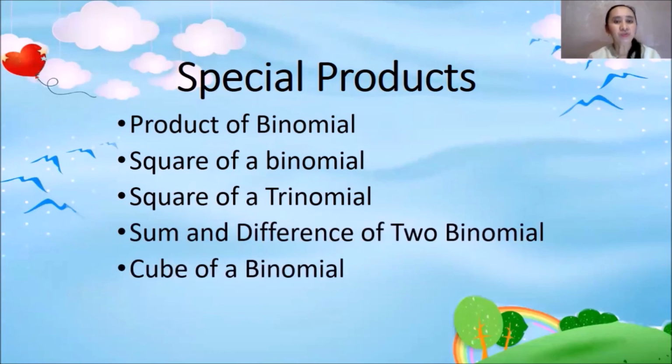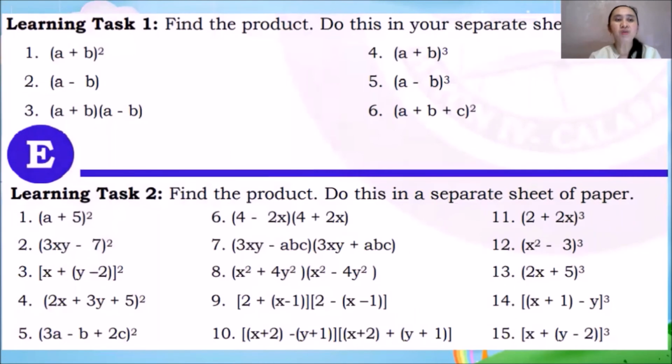So I hope makatulong ang video ito para mas masolve natin ng maayos ang lahat ng learning tasks at mga additional activities na ibibigay at ibinigay ng ating mga guro. So in our learning task number 1, find the product and do this in your separate sheet of paper. So, ayan ang special product na number 1. So, ito yung pangalawa. Walang naka-indicate kung anong squared. So, pwede nating number 2 ay squared, the quantity squared.